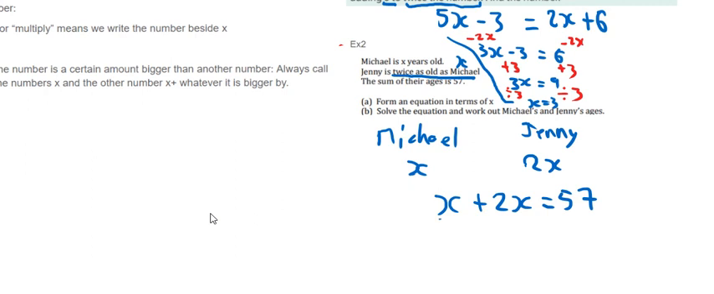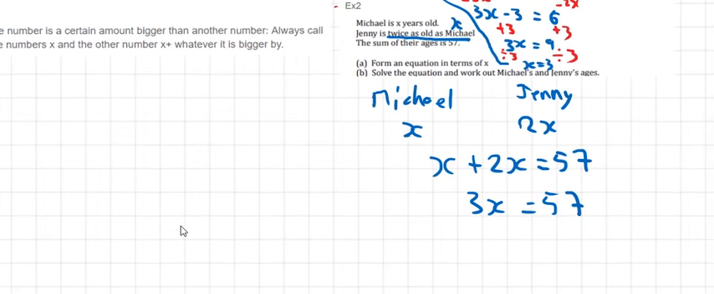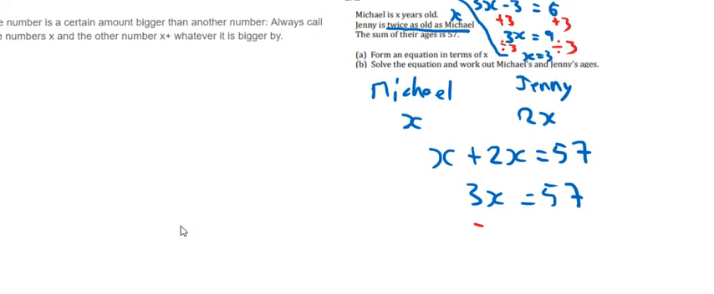When we've got that, you can add the x and the 2x together, because remember they're like terms, so we get 3x equals 57. And then this is a simple enough equation to solve. All we have to do is divide by 3, or move over the 3 and divide, whatever way you want to say it. So x equals 57 divided by 3, which is 19. So Michael is 19, because we know that x is 19. Then Jenny would be 2 times 19, so that would be 38.